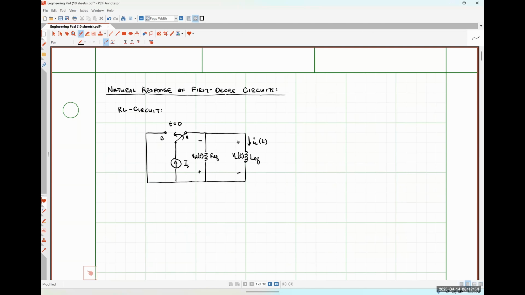So if we're treating this for t is less than 0 as a DC circuit, then what does our inductor look like?